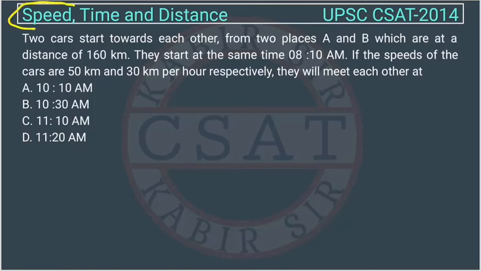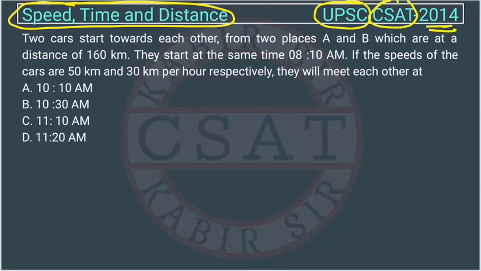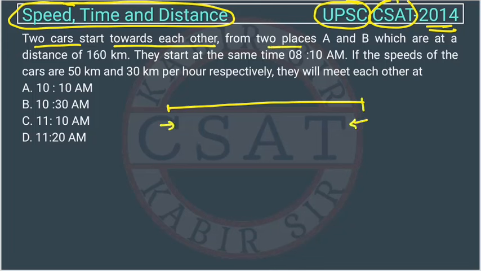So this is a question from the speed, time and distance chapter, right? This question was asked by UPSC in their CSAT paper of 2014. Two cars start towards each other, right? So it is like this, from two places A and B.